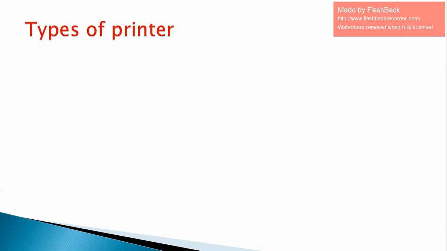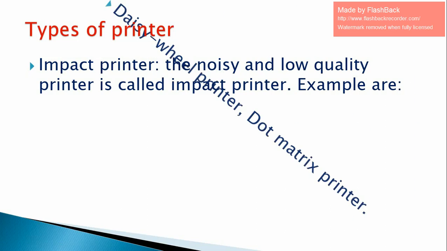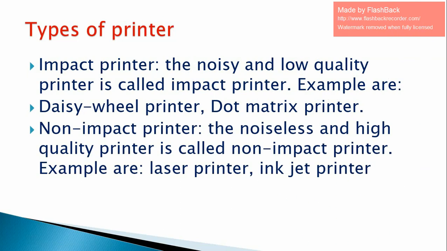Similarly we have the types of printer also. First we have the impact printer, the noisy and low quality printer. Impact printers print the output on paper by producing sound, and these are low quality printers because the quality of output printed on the paper is low. Examples of impact printers are drum printers and dot matrix printers.